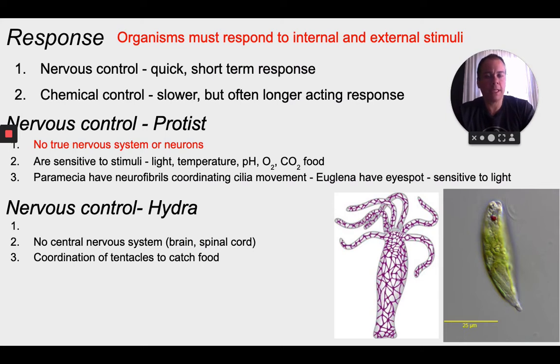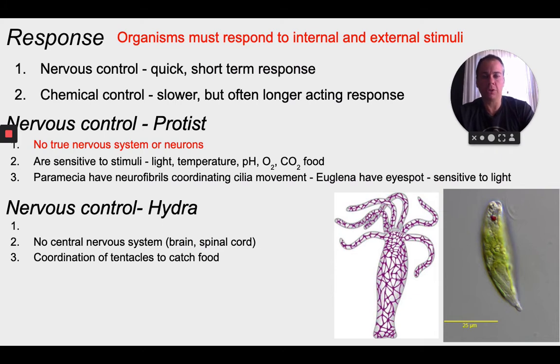Protists can sense pH, oxygen, carbon dioxide. They can find food molecules. All of this requires information and response. They have special structures which allow them to coordinate the movement of the cilia, for example, in the paramecium, and the movement of the flagellum in the euglena. So even though they're just simple single-celled organisms, they do have some means of coordinating a response to information.